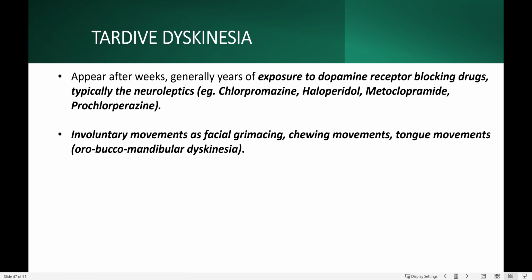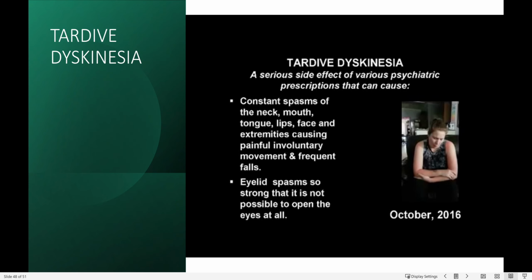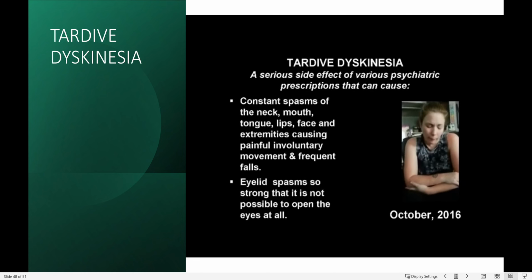Tardive dyskinesia occurs weeks but generally years after exposure to dopamine receptor blocking drugs, typically the neuroleptics, and results in involuntary movements such as facial grimacing, chewing movements, or tongue movements. It's the oral buccal mandibular area. This video shows a tardive dyskinesia, and in particular the eyes that can be severely affected with eyelid spasms so strong that the patient can't even open their eyes.